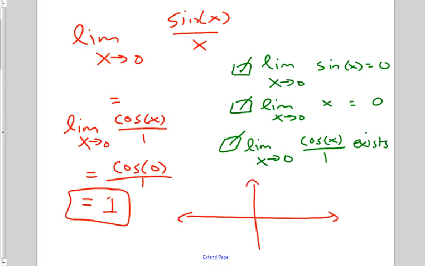And just graphically, if you wanted to put this into your graphing calculator to see what this looks like, sine of x over x, for values of x very close to 0, looks something like this, where there's a hole at x equals 0. There's a hole here because we can't be dividing by 0, and this hole occurs at the point (0, 1).